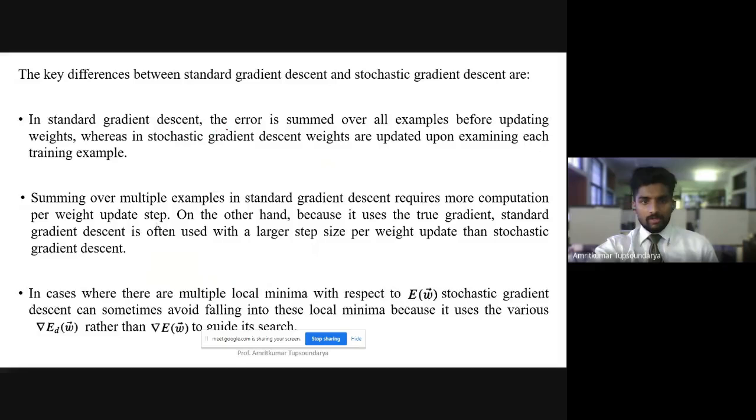So these are the differences, as I mentioned: the error is summed over all the training examples in standard gradient descent, whereas in stochastic gradient descent the weights are updated on examining each training example, right? We saw a case wherein we have multiple local minima with respect to the error. Then stochastic gradient descent can sometimes avoid falling into a local minimum. The reason is that it uses the gradient of the error for each example rather than the gradient of the overall error to guide its search. For each training example, as you can see here, it is error E_d, the error of each training example, whereas this is the error for all the training examples.